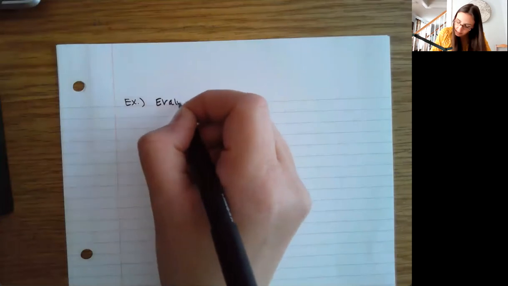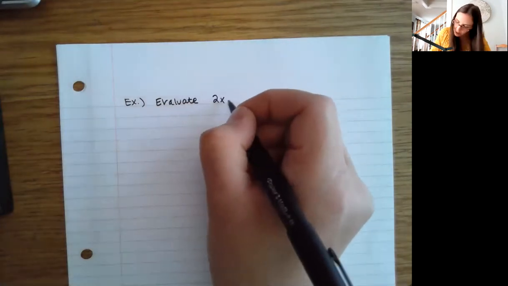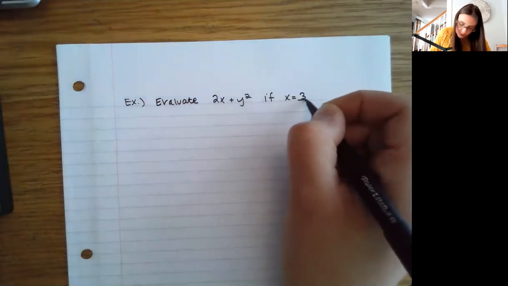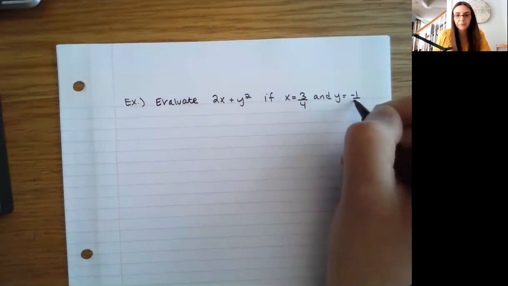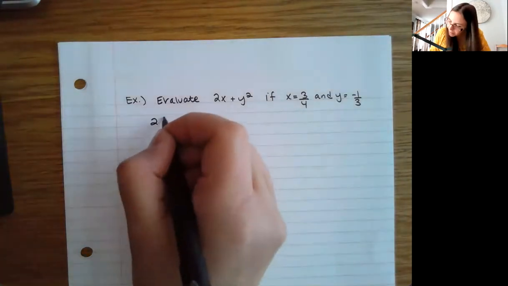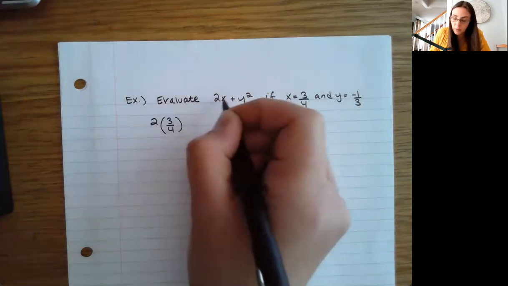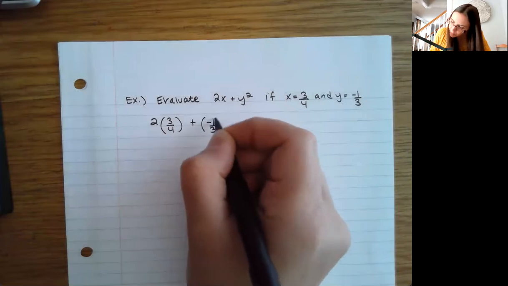All right, I'm gonna do one last example here. So let's evaluate 2x plus y squared if x is equal to 3/4 and y equals -1/3. So I'm going to go ahead and evaluate. My x is 3/4, and again, this is multiplication here if there's no sign in between. And then for my y, I am squaring.